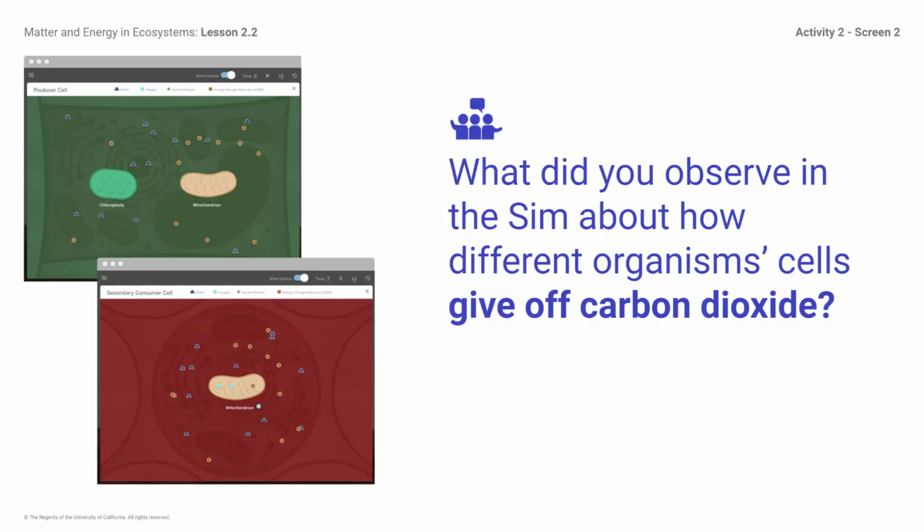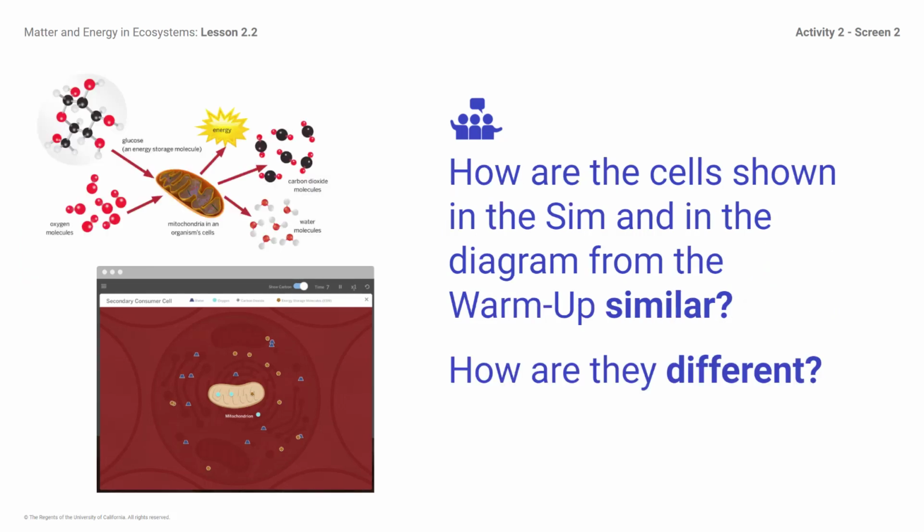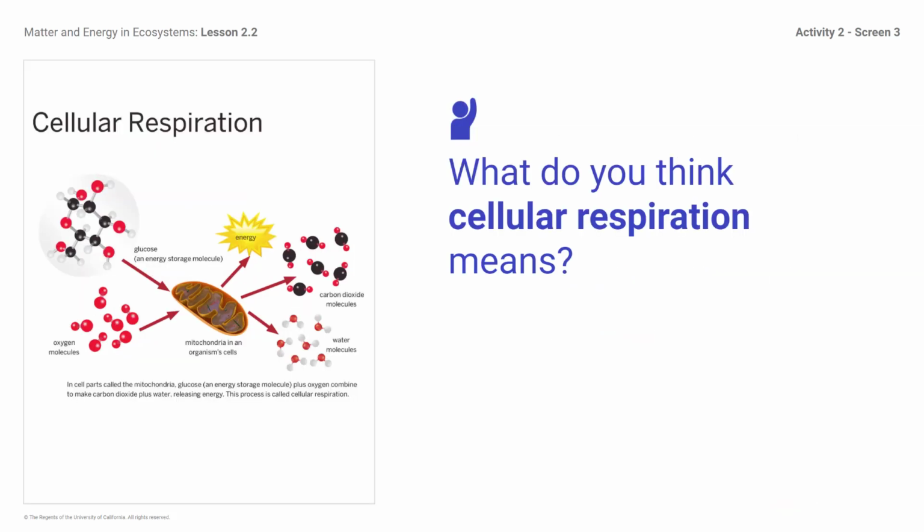What did you observe in the sim about how different organism cells give off carbon dioxide? How are the cells shown in the sim and in the diagram from the warm-up similar? How are they different? Remember, scientists update their ideas whenever they get new evidence. Revise your answer to the warm-up question. What do you think cellular respiration means?